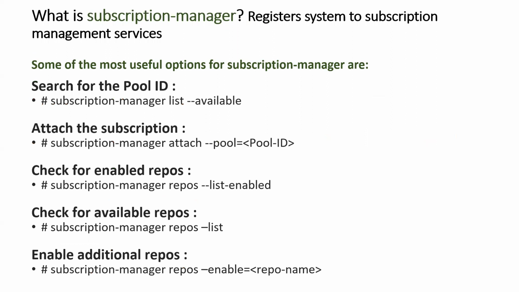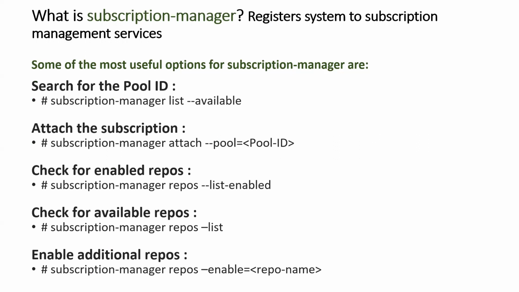And then there's also --available with list, which I showed you already here. Then you can also do the attach --pool, which I did to attach the pool ID. And that's how you subscribe your system, which I'm going to show you next on the next page.